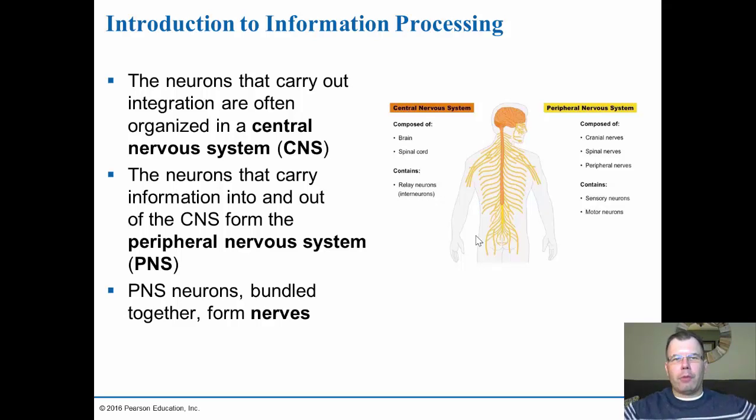Those are going to be the ones outside of the central nervous system, coming off the spinal cord or the brain. And so that's where you see those. And again, what that contains is the sensory neurons and the motor neurons. And so the PNS neurons are bundled together to form the nerves, and the nerves are either the ones that get the signal in, and that's a sensory neuron, or send the signal out from the brain and spinal cord, which is the motor neuron.